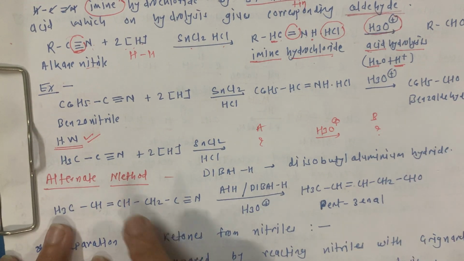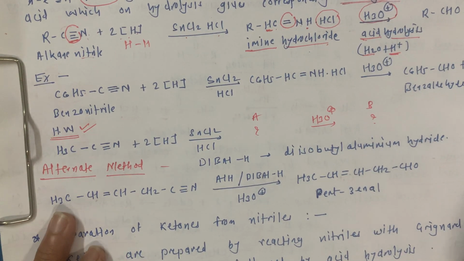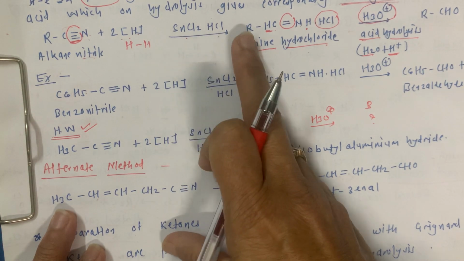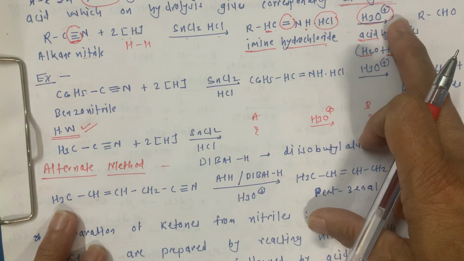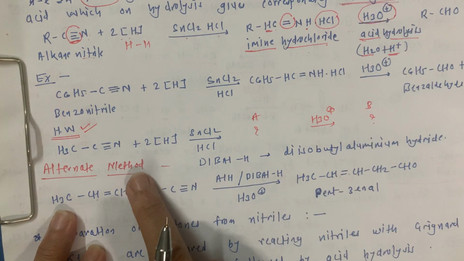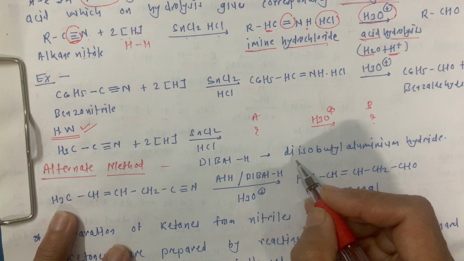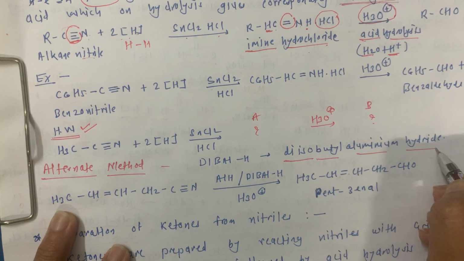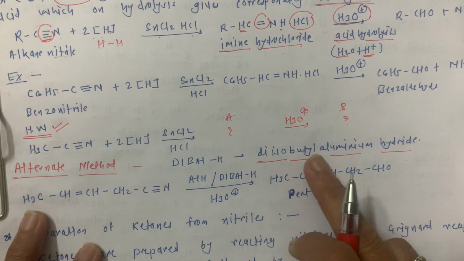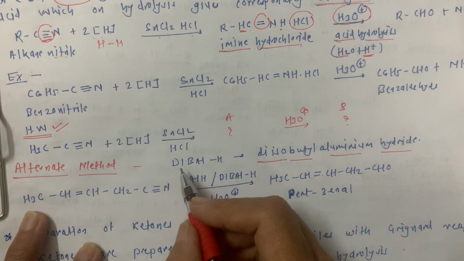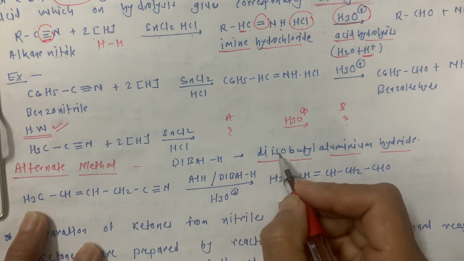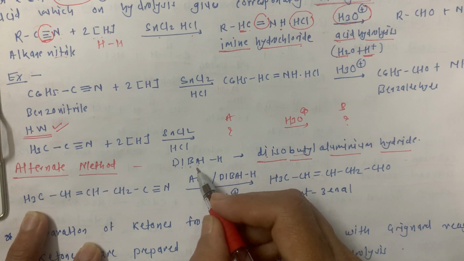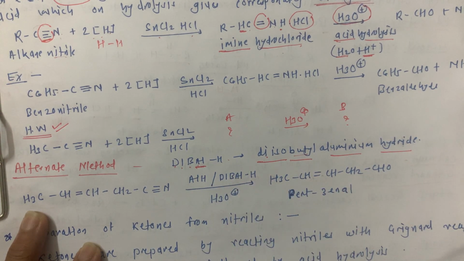Then an alternate method is there. One more alternate method is there. Starting with the alkane nitrile by using stannous chloride, this is one of the methods, then the acid hydrolysis. Another alternate method is by using diisobutyl aluminium hydride. Short form: D for di, I for iso, B for butyl, Al for aluminium, and then H for hydride.